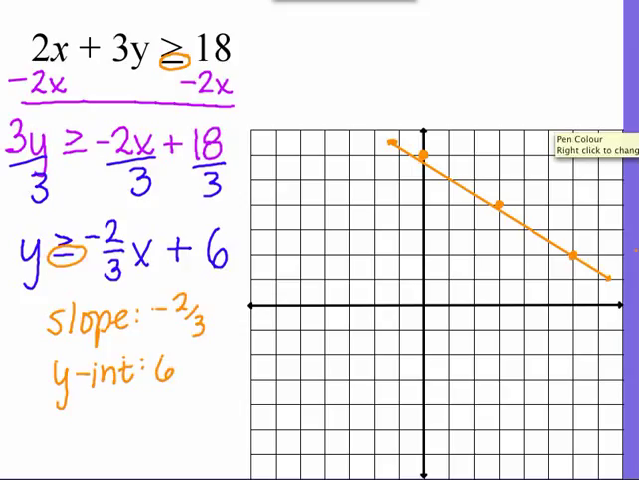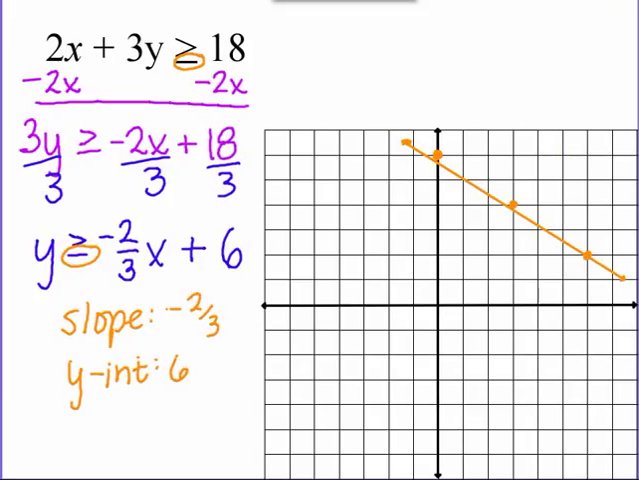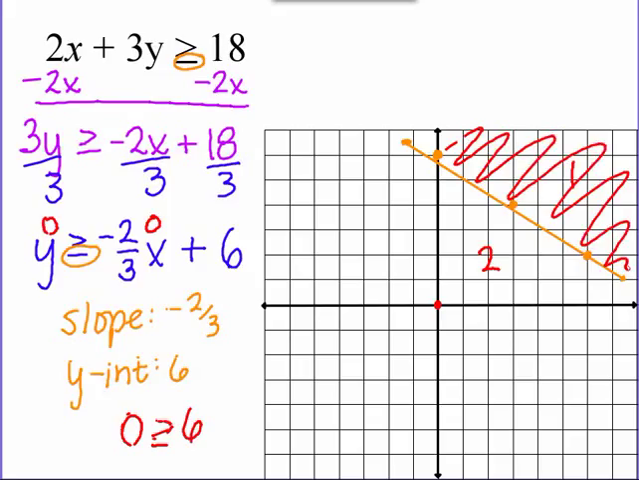So I have two regions, region 1 and region 2. Let's pick a point. 0, 0. Plug in 0 here, 0 here, and you get 0 is greater than or equal to 6. Is that true? Is 0 bigger than 6? So which region am I going to shade, 1 or 2? 1. Good.